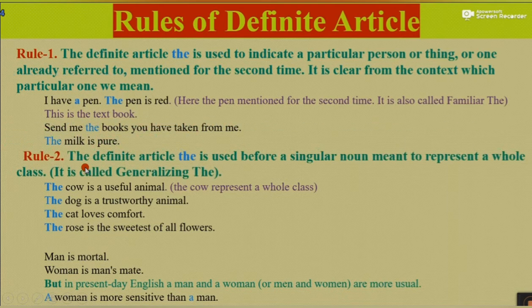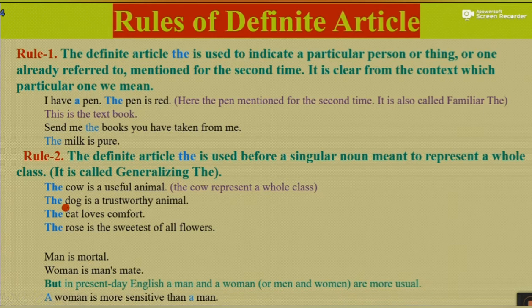Rule number 2: The definite article the is used before a singular noun meant to represent a whole class. And this the is called the generalizing the. For example, the cow is a useful animal. Here, the cow represents a whole class. So, the is used before cow. The dog is a trustworthy animal. Here, the is used before dog.